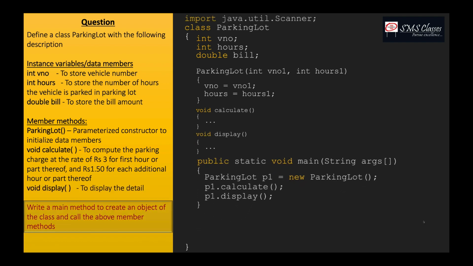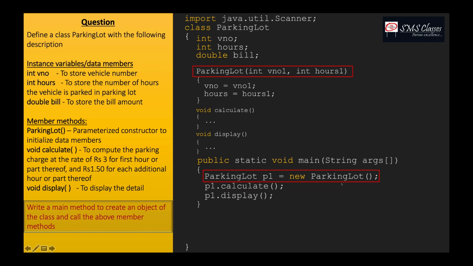But we need some changes in the main method. Before, we wrote ParkingLot p1 equal to new ParkingLot. When a class has no constructor or a default constructor, the arguments will be empty. But now we have a parameterized constructor. So this is wrong. We should pass a vehicle number and the hours. Just as an example, 4265 as the vehicle number and 3 as the hours.